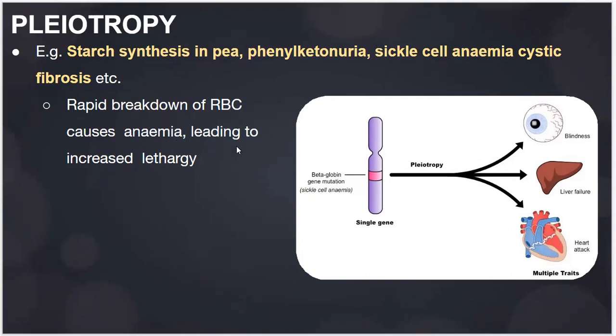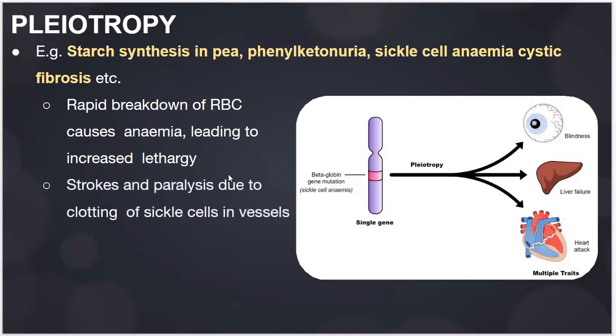There is loss of RBCs, and because of the low number of RBCs, the amount of oxygen which needs to be transported to different parts of the body reduces, and that is why the person feels less energetic. He or she feels lethargic. So paralysis due to clotting of sickle cells in the vessels. We will see what happens actually in the sickle cells. These are the symptoms. That is the effect that we are getting introduced to.